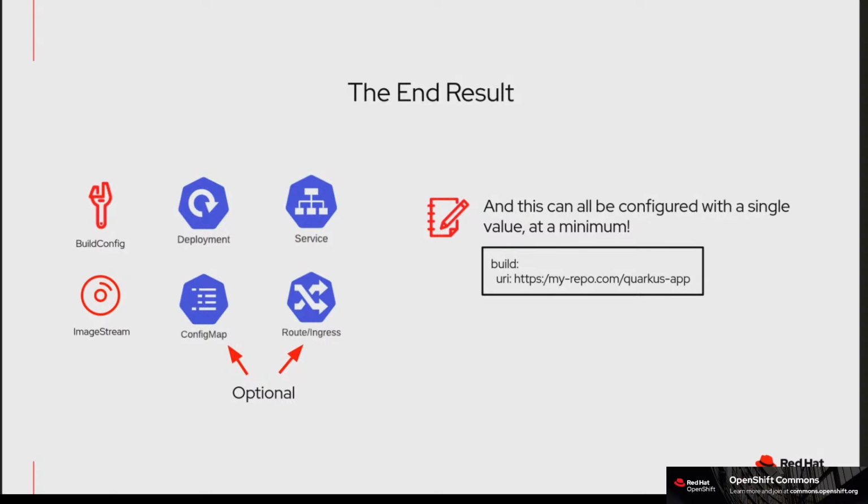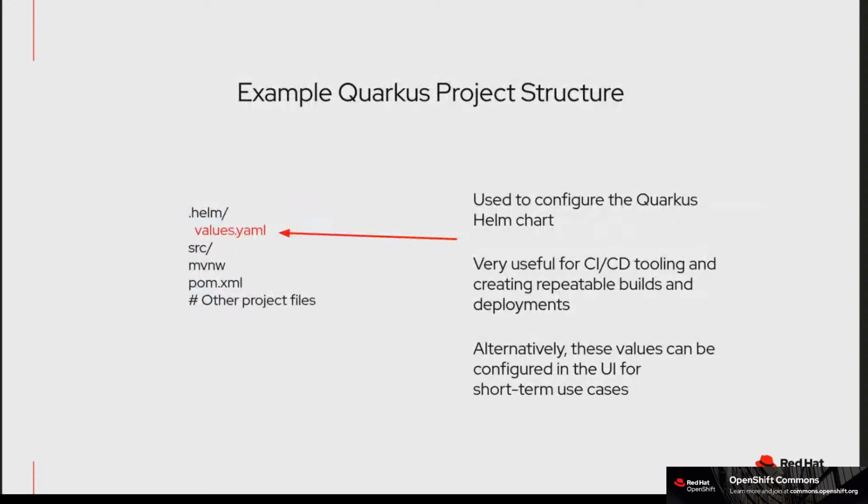And this can be done with as little as one value here. This is 2 lines of YAML to create an entire Quarkus app. Tell it what your build URI is. It'll go out, clone it, build it, deploy it. And of course, there's several other values that you can use, but we try to provide as many defaults as we can, to bake in those best practices right from the get-go. And if you need to override anything, then of course you can.